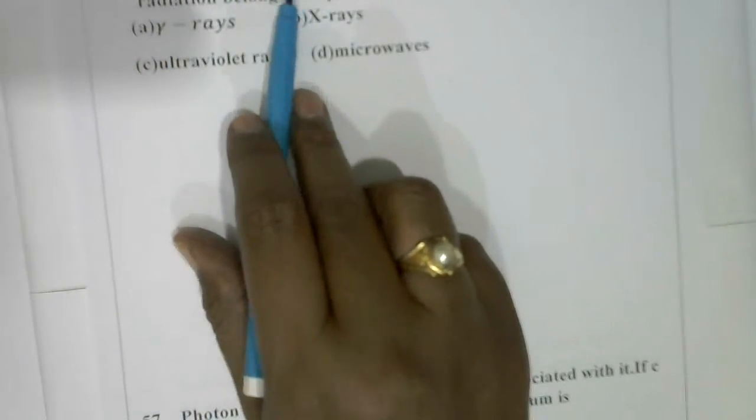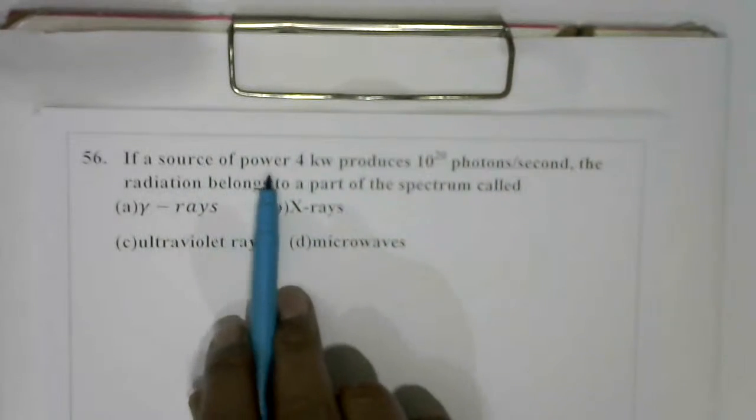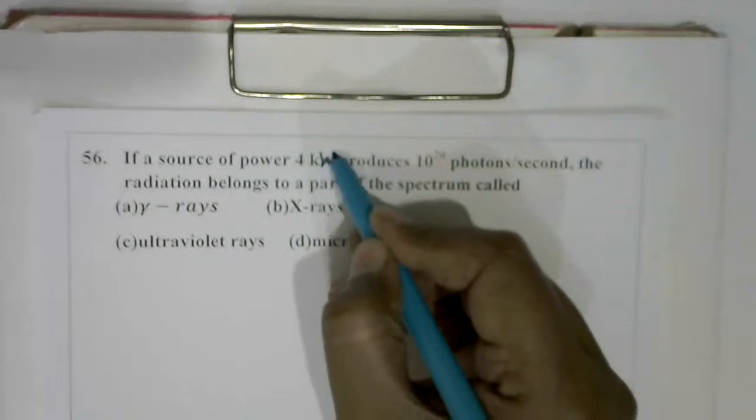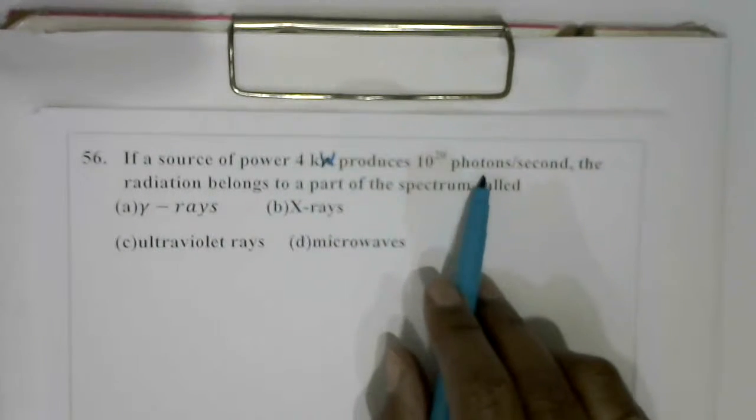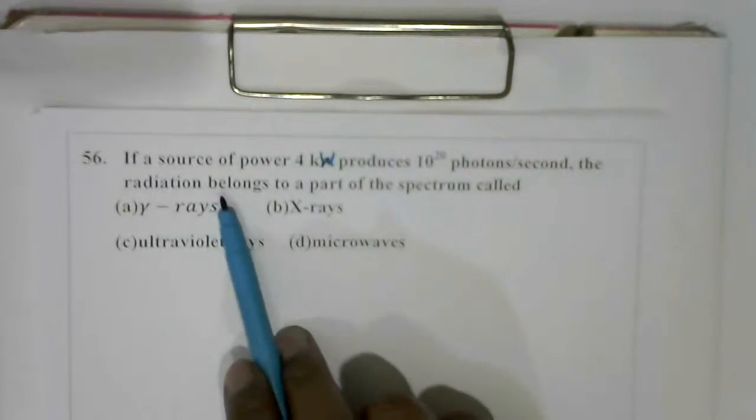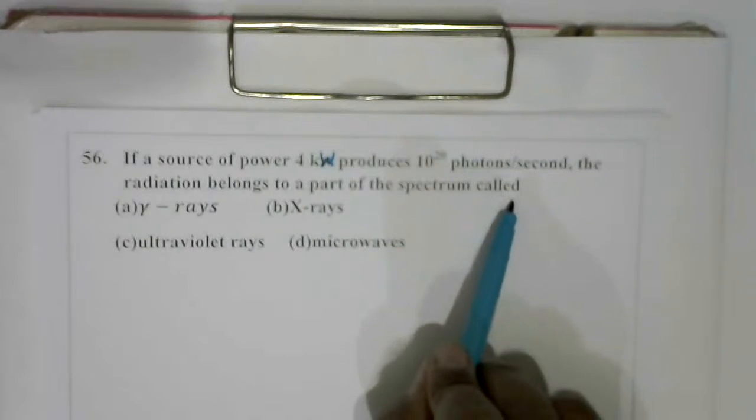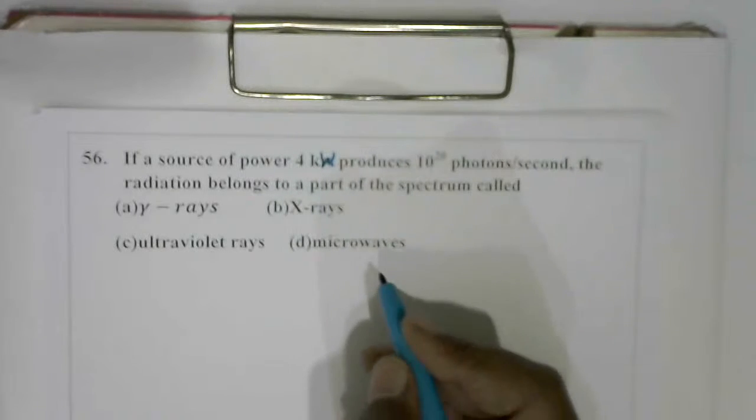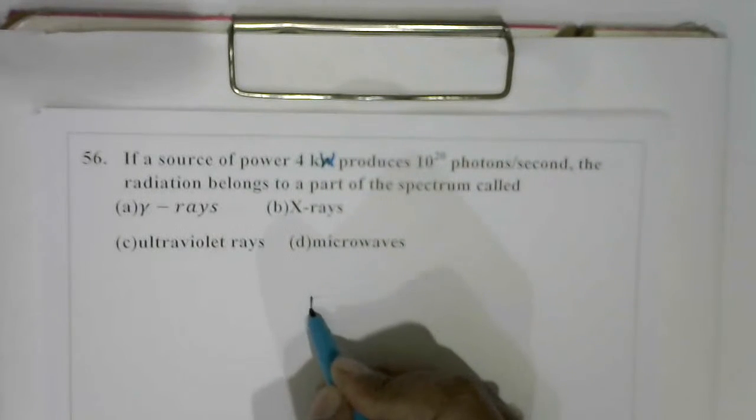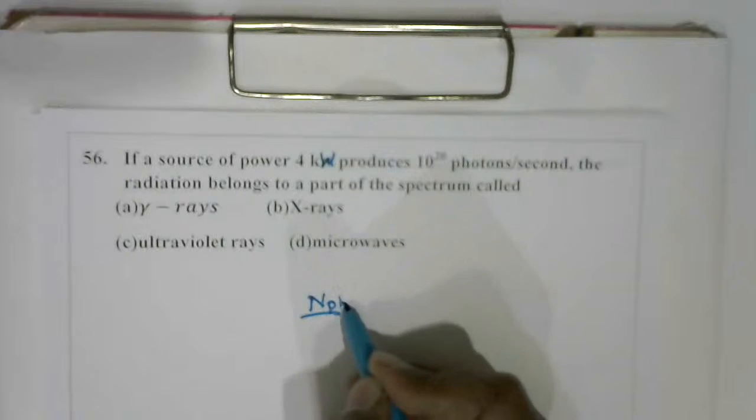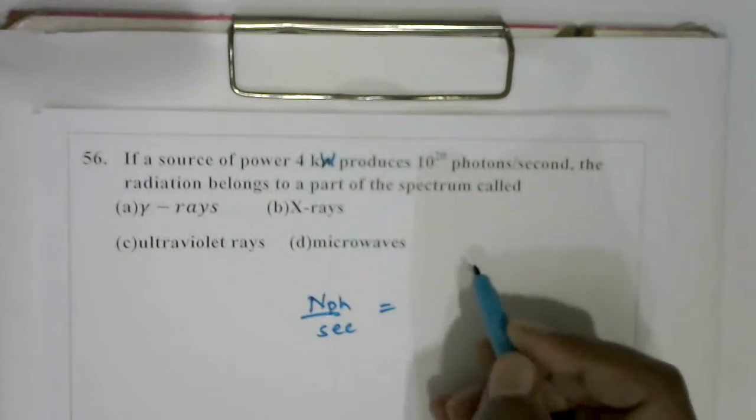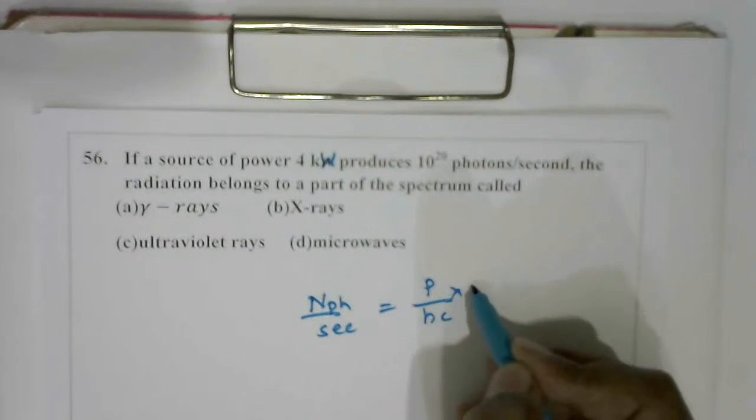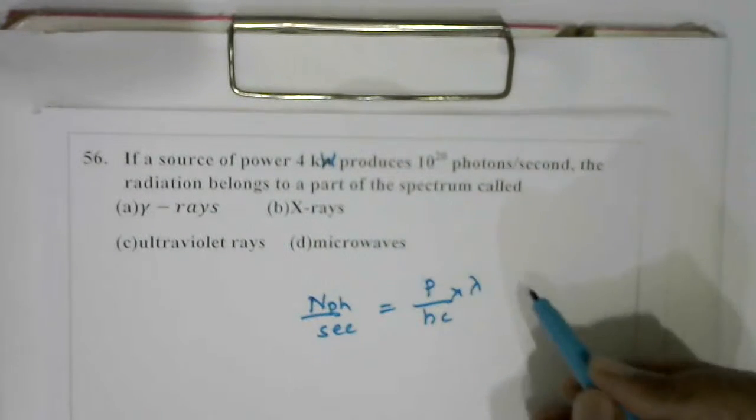If a source of power 4 kilowatt produces 10 to the power of 20 photons per second, the radiation belongs to a part of the spectrum called. Well, from the same relation, you have to first find the number of photons per second. Power is equal to n times hc by lambda, right? So from this you first get lambda, children.